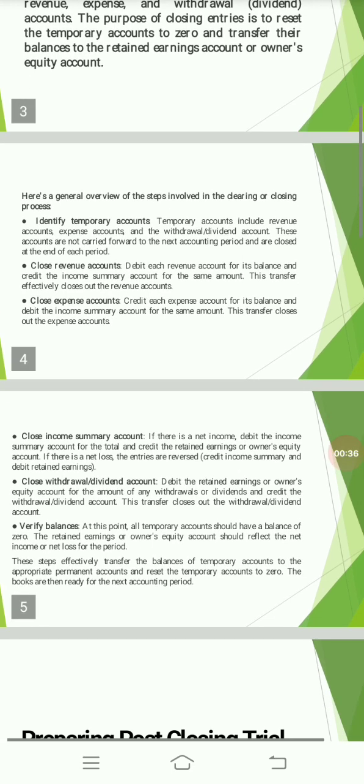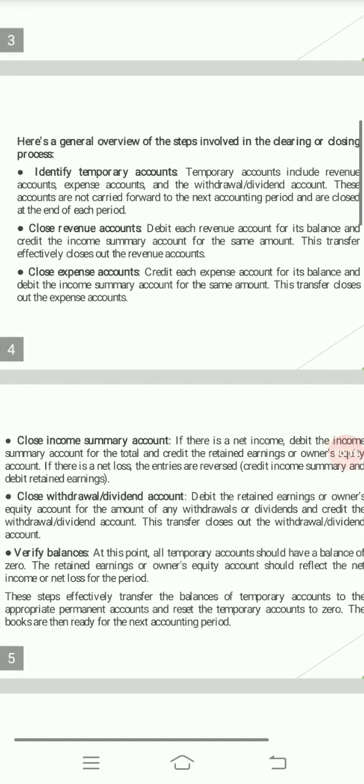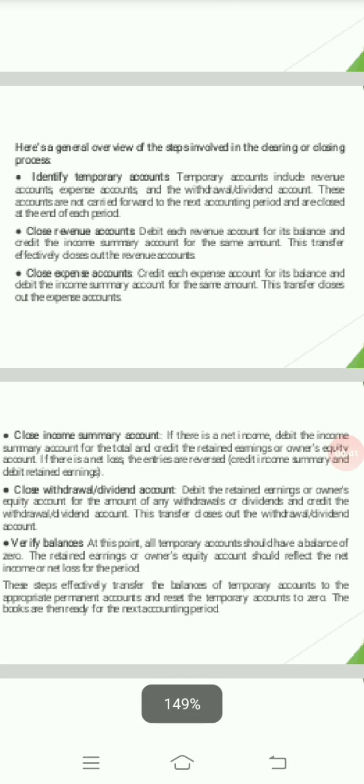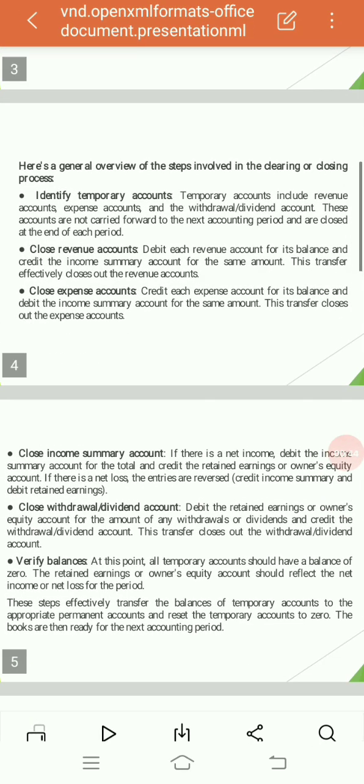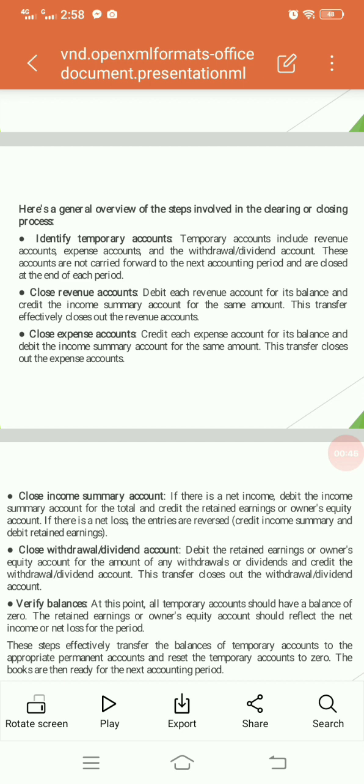So here is a general overview of the steps involved in the clearing or closing process. The first one is identify temporary accounts. These accounts include revenue accounts, expense accounts, and the withdrawal or dividend account. These accounts are not carried forward to the next accounting period and are closed at the end of each period. So, it is a nominal account that begins with a zero balance at the start of the financial year and the balance is visible in the income statement.